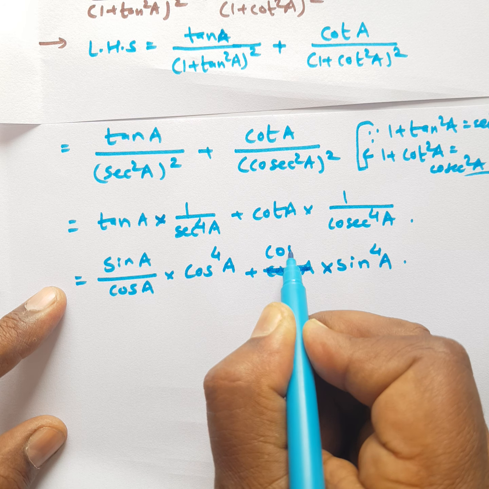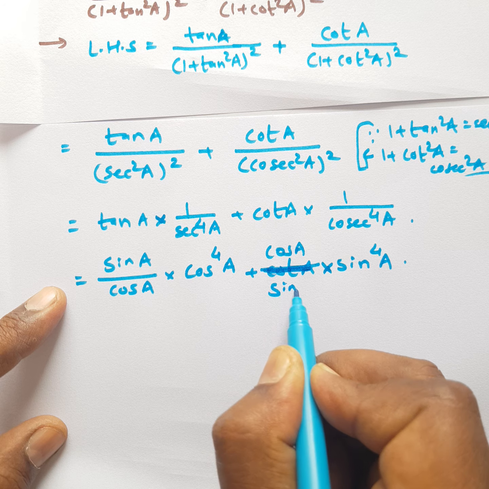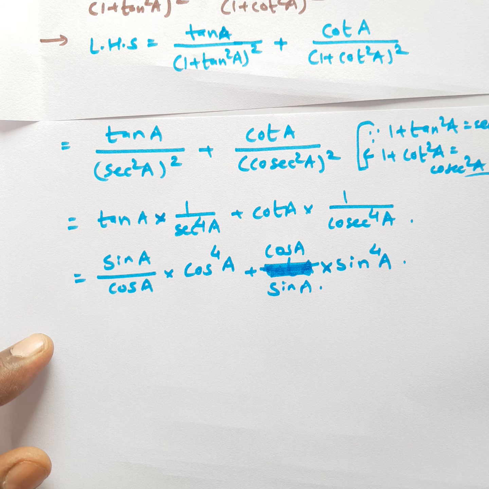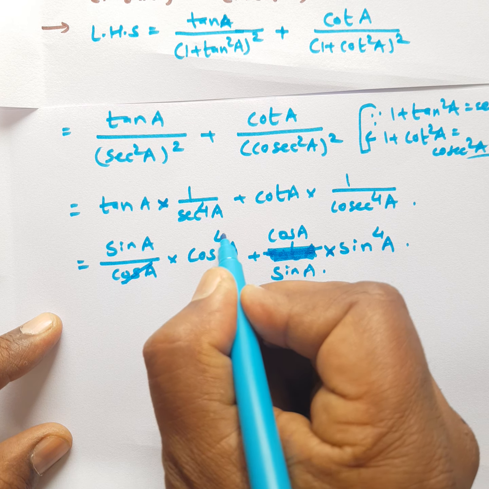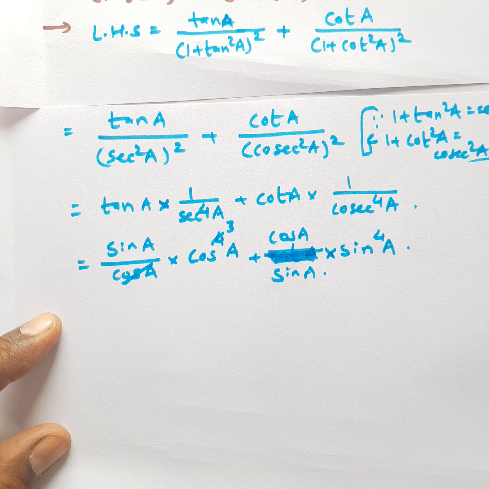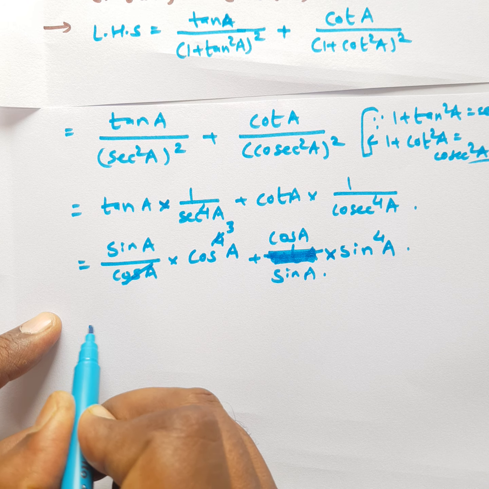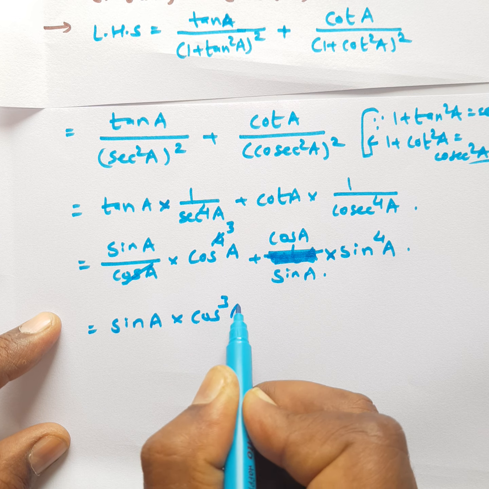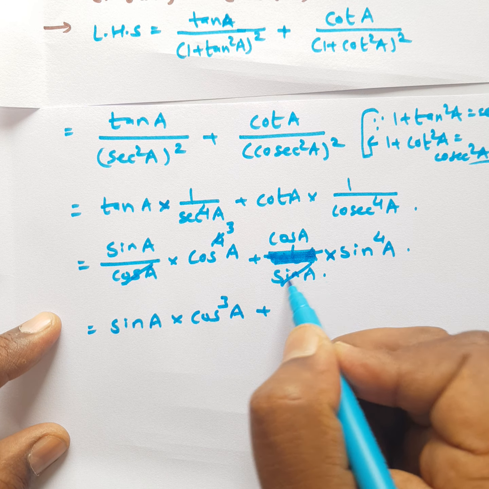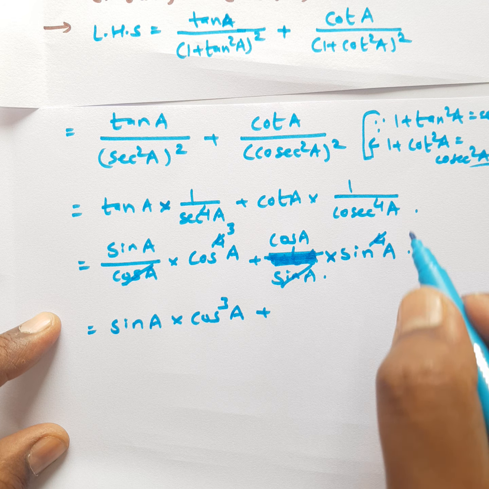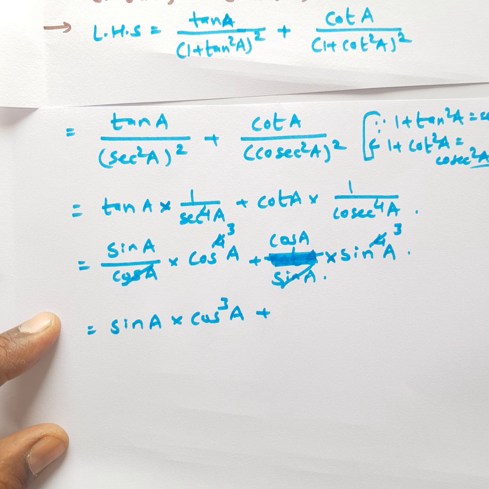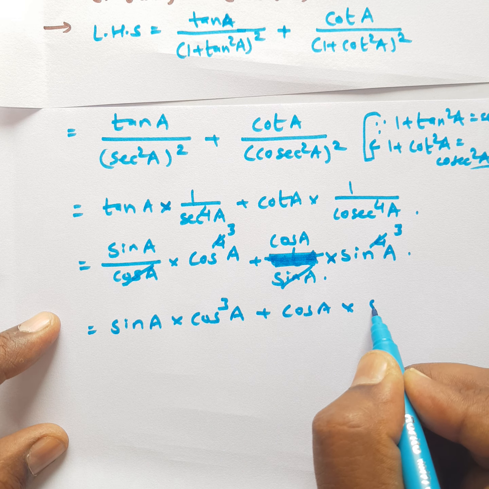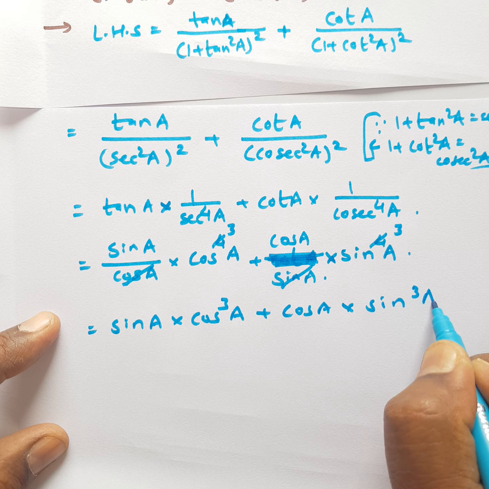We will write it as cos A upon sin A. Here, in the numerator and denominator, cos A upon sin A. Here cos A and cos raised to 4, one cos A will get cancelled. Therefore, it is sin A into cos cube A, plus here sin A and sin raised to 4, one sin A will get cancelled, and here we get sin cube A. Therefore, it is cos A into sin cube A.